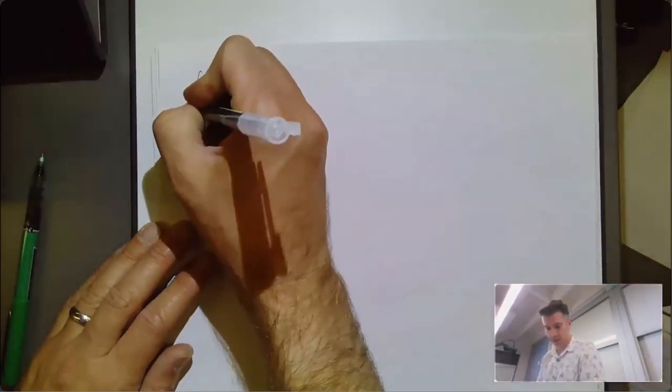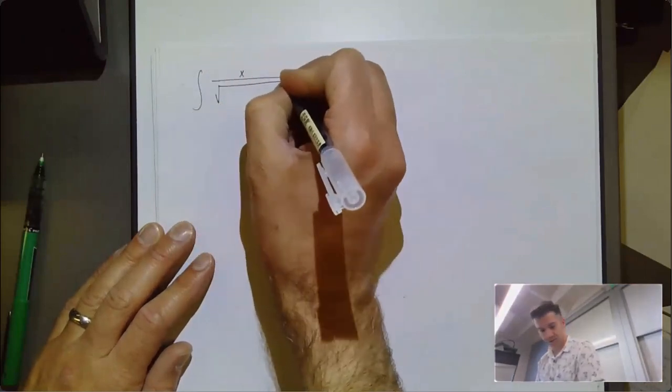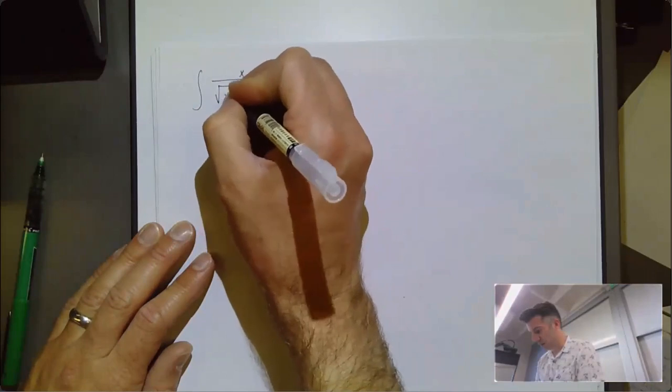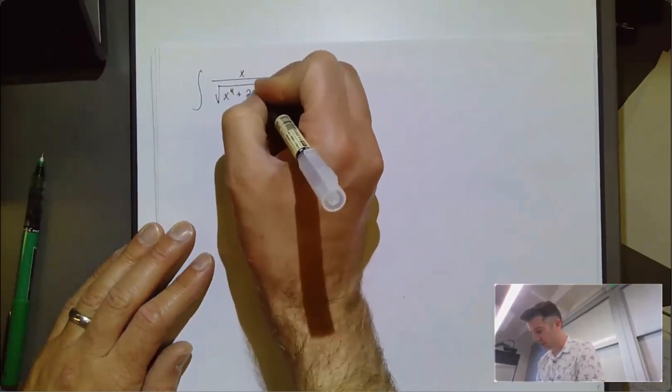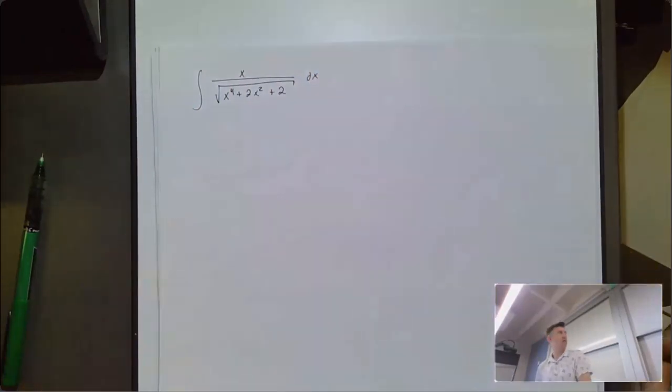Let's say we have the integral of x divided by the square root of x to the 4th plus 2x squared plus 2. Well, that looks gnarly. If I were doing this problem, I might try some crazy stuff first, but eventually I might think, oh, I probably need to complete the square, right?